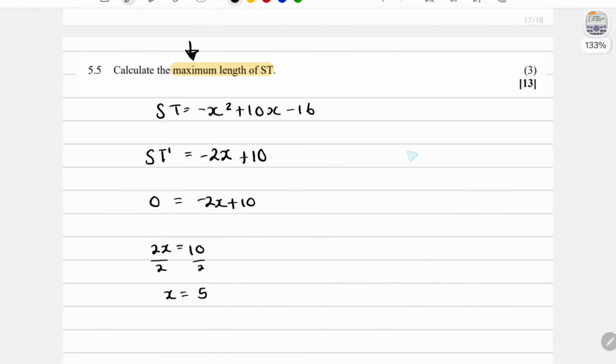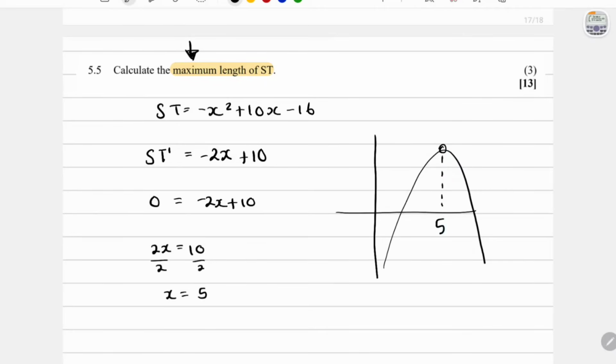Now, what we just found right now, and I keep erasing that diagram, it's actually helpful, is the x value of that turning point. You still have to find its y value. So to find its y value, you can take the x value and substitute it into the original function of this concave down parabola, which is this. That is the original function. That is the equation of s t, the length of s t.